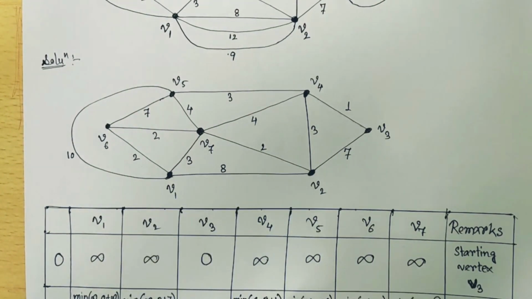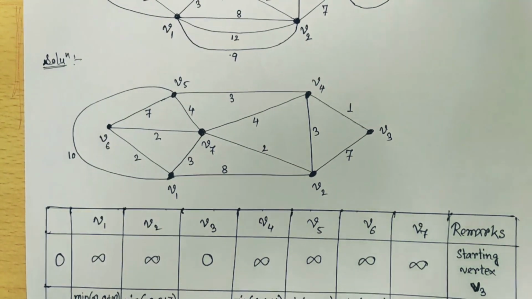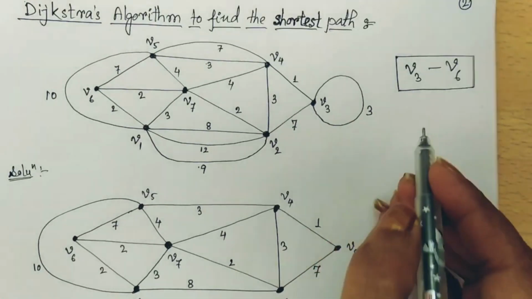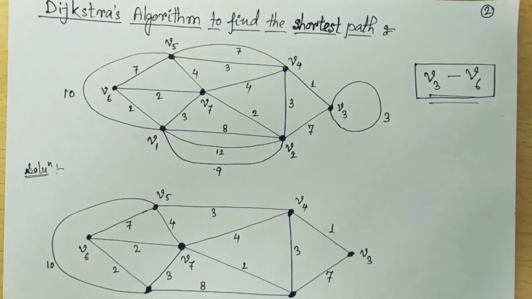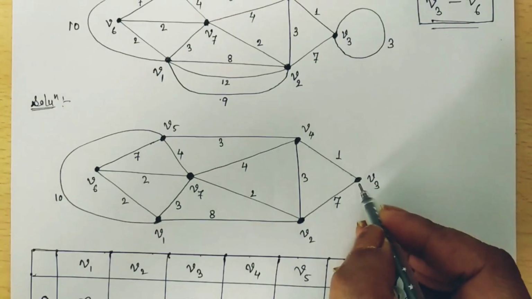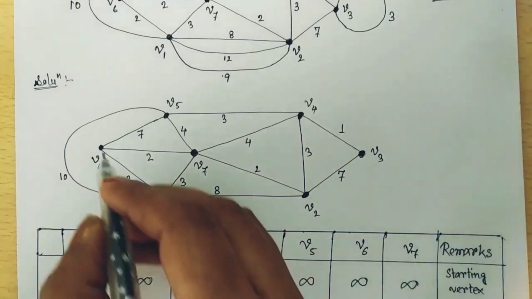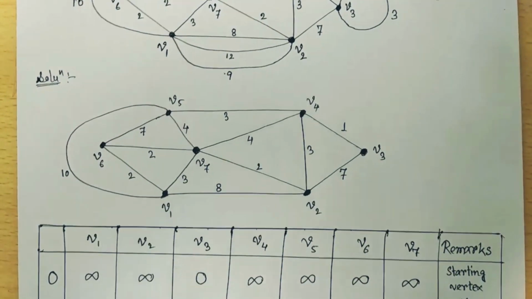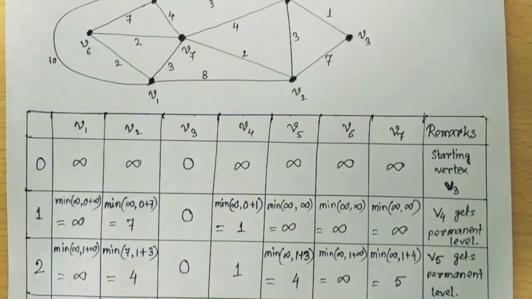So now, the question is, you should find out the shortest path between V3 to V6. Our target is to find out the shortest path between V3 to V6. So V3 is this vertex and V6 is this vertex. So now how to proceed? We just create a table.